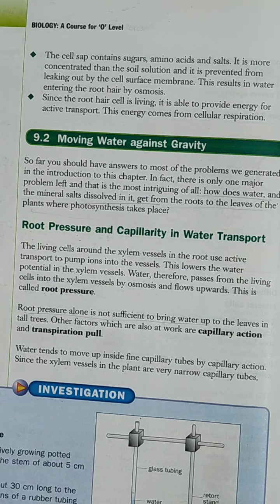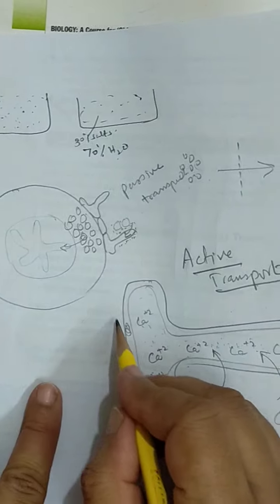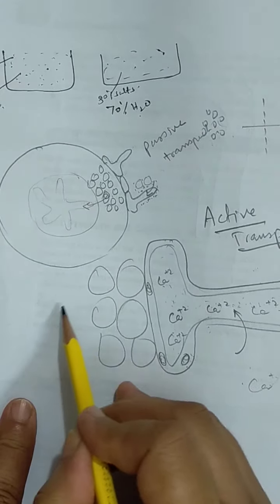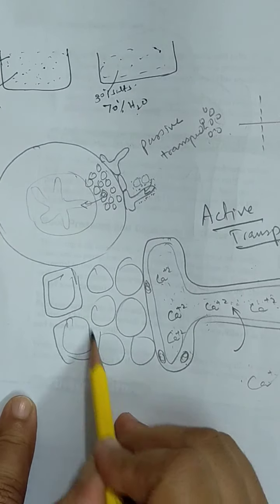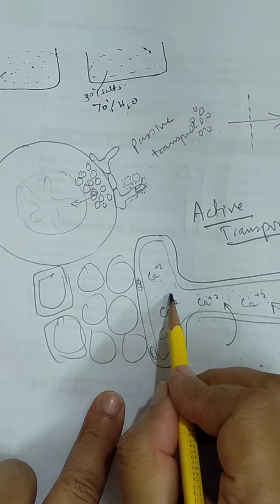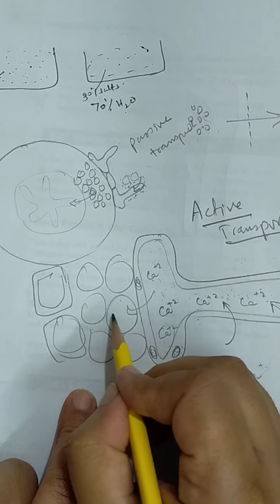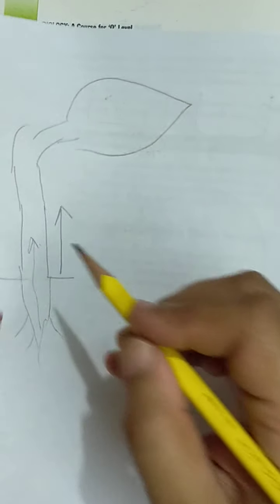For example, here water is moving to the other cells, and from the other cells this water is reaching the xylem cells. As I told you in the previous video, water from the soil enters the root hair cell, then goes to the next cell, where water potential will increase, then it moves on to the xylem cells, and then from the xylem of the root to the xylem of the stem.